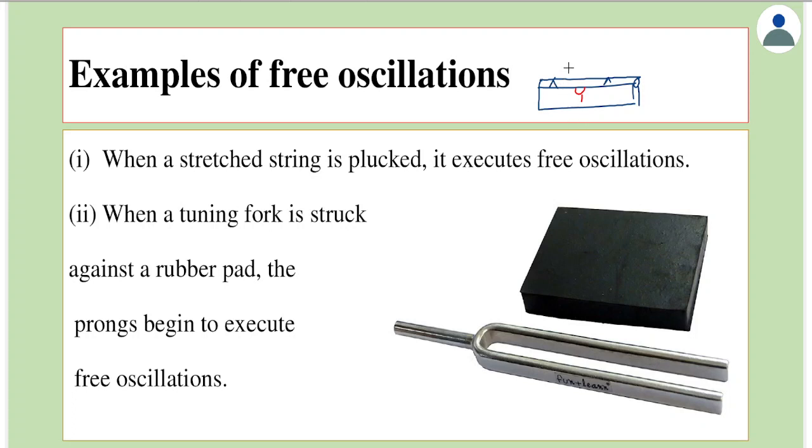But again, here it's only an ideal case where atmospheric drag is not present. One example is when a tuning fork is struck against a rubber pad as given here. It's struck against a rubber pad and let to oscillate. Even this would execute free oscillations. So basically, free oscillations are those in which the body will oscillate without any external force.